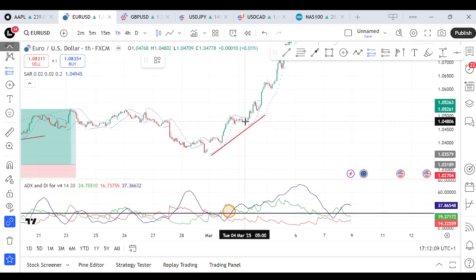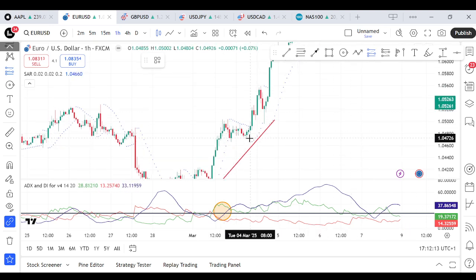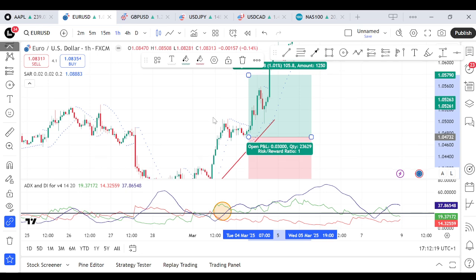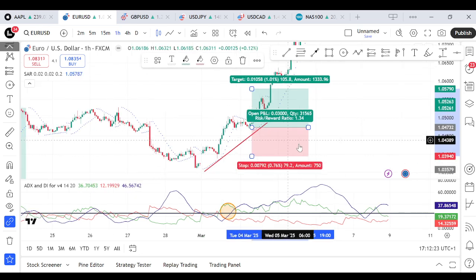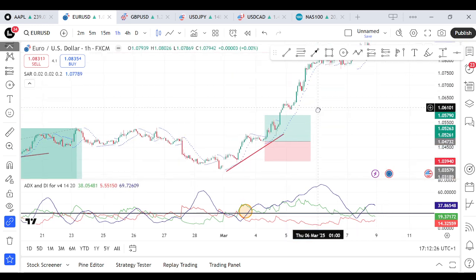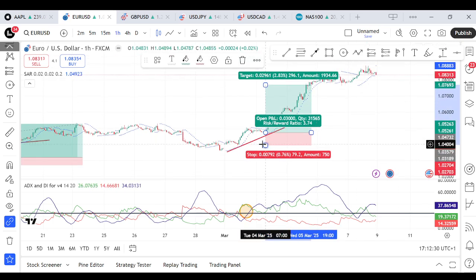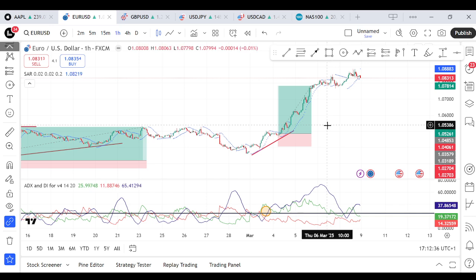So you can see right here we have this area. After this pullback, we have the parabolic SAR flipping below, from above price to below price. We just look to enter with our stop loss below, and that's how I would have been able to catch this buy trade all the way up. So that's how you can use the parabolic SAR and the ADX to trade.